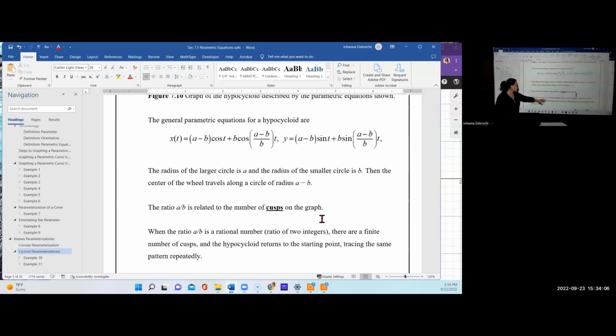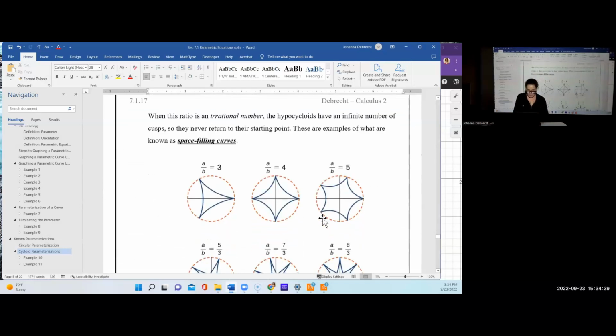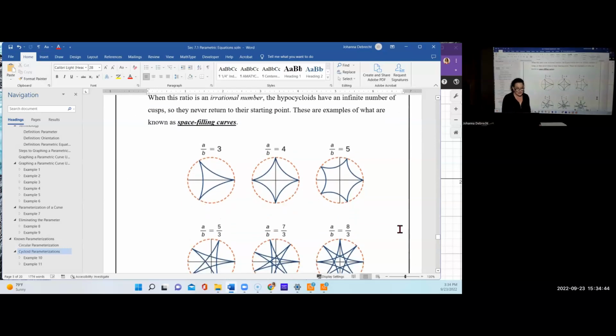The ratio of a over b, if it's a rational number, remember rational means ratio of two integers, then there will be a finite number of cusps. And the hypocycloid will return to the starting point and retrace exactly the same path over and over and over again. Now, if the ratio of a divided by b is not a rational number, it's not the ratio of two integers, all right? It's an irrational number, then there will be an infinite number of cusps, and it's what we call a space-filling curve, all right, where it will fill up the space. So let's take a look at these examples that are drawn down below.